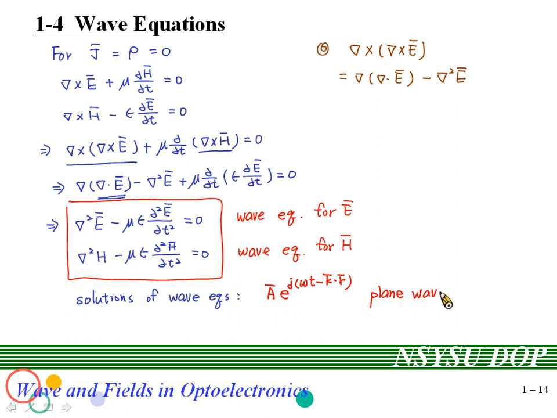The reason it is called a plane wave is that the phase front of this wave is a plane. What is a phase front? The phase front is the surface formed by points with the same phase. So for a wave whose phase front is a plane, we call it a plane wave. Besides, the k here is defined as omega times square root of mu epsilon.